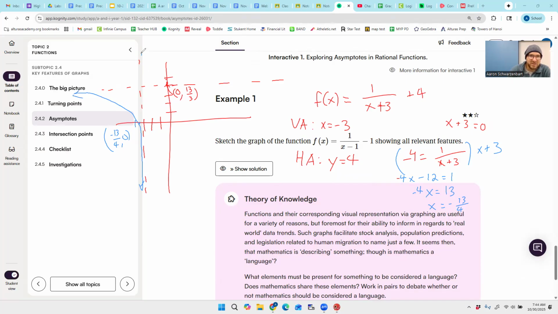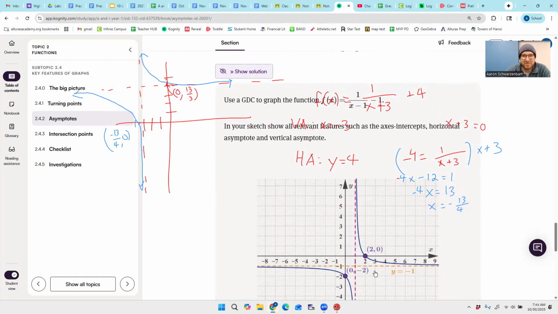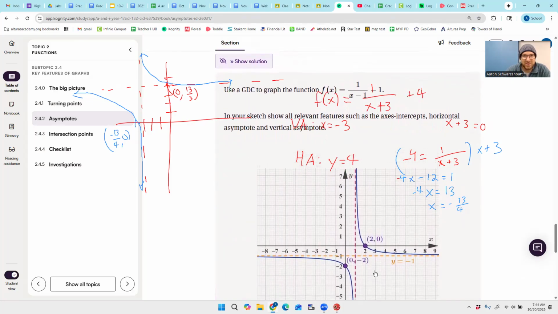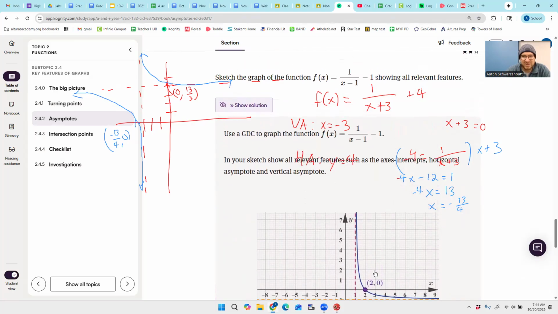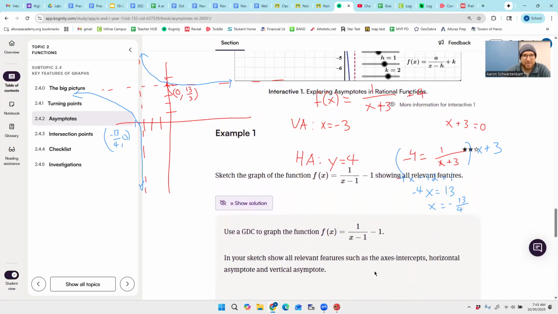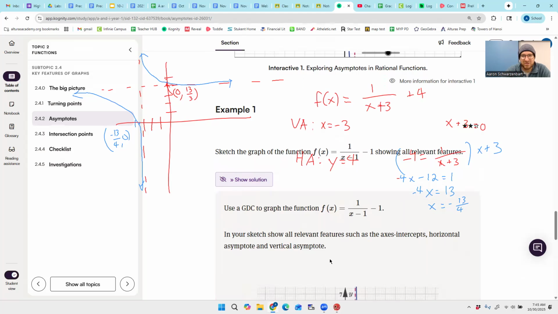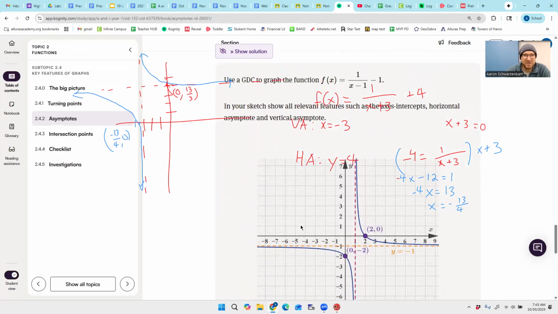My branches have to go through those points. And yes, I absolutely could have used that. That's their one. They labeled the same type of things that I did. I like my slightly altered equations. They're not all the same vertical asymptote.